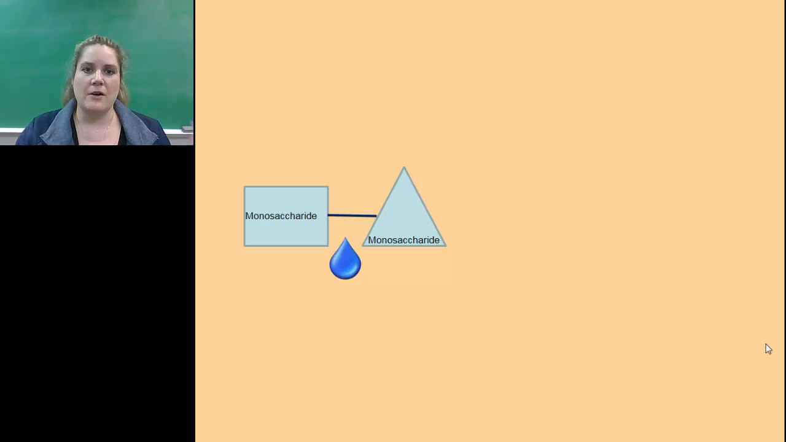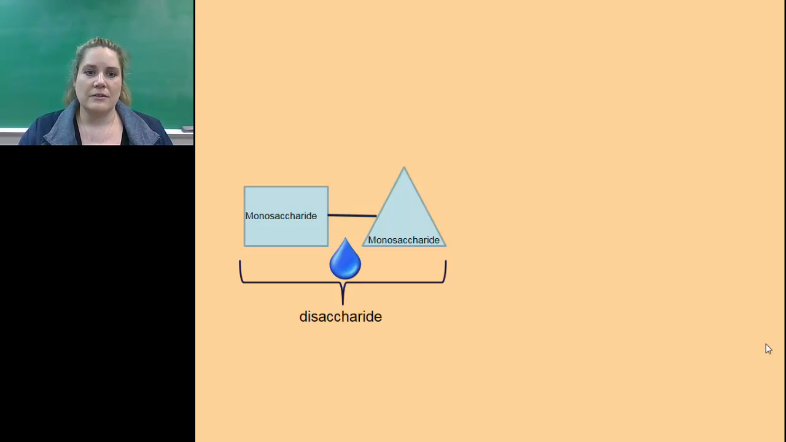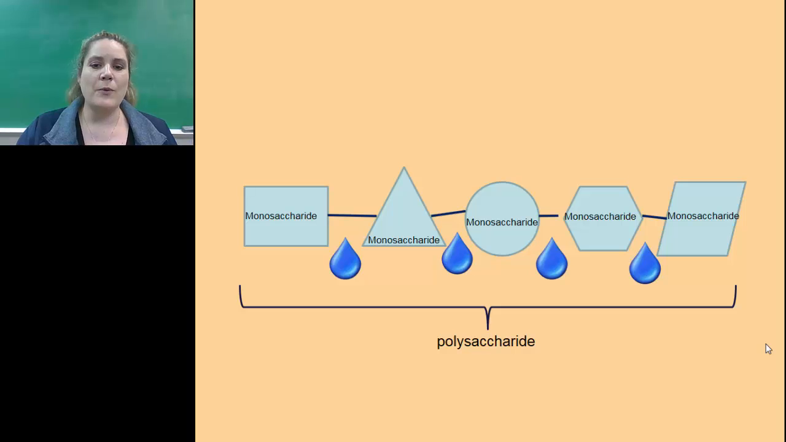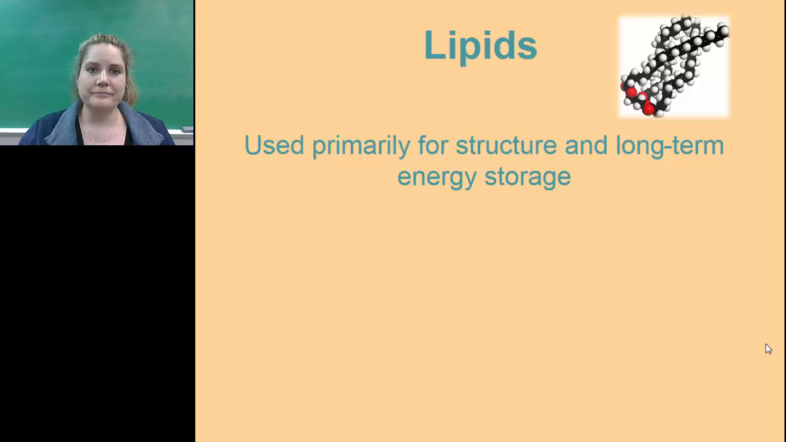So monosaccharide plus a monosaccharide, when we add them together, water comes out, dehydration synthesis. Okay. Now, if we've only got 2 of them, this is called a disaccharide because the prefix di means 2. But now if we add another monosaccharide on, and another, and another, now we have a polysaccharide. And an example of a polysaccharide, remember, would be starch, cellulose, chitin, glycogen, any of those guys.